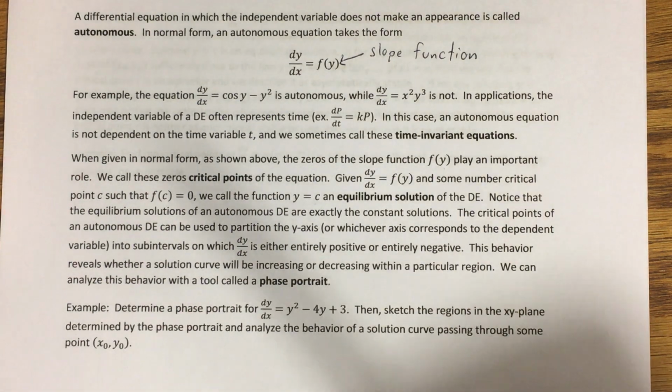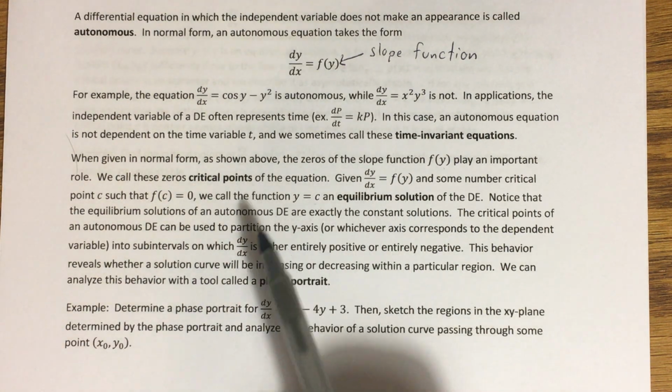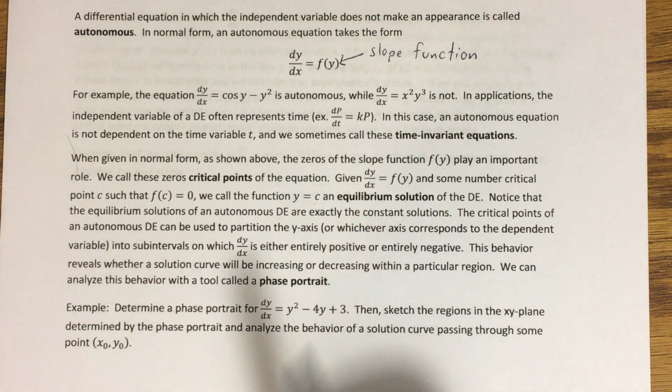We use those equilibrium solutions to break up the y-axis on a graph when we're looking at solution curves to these differential equations. We use it to break it up into subintervals, and on each one of those independent subintervals, our differential equation will either be entirely positive or entirely negative. We'll illustrate that with this next example here.